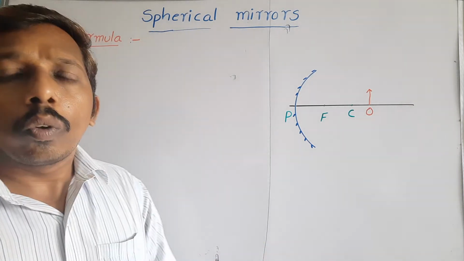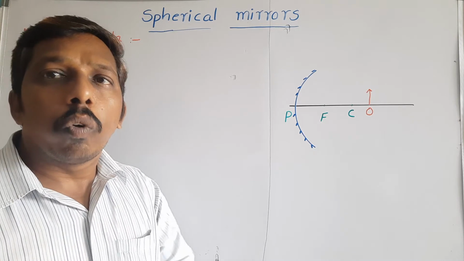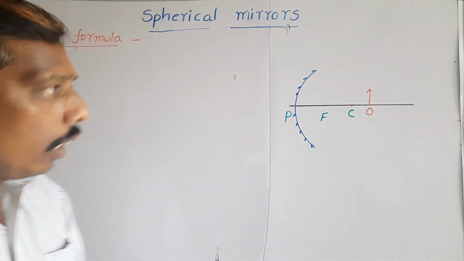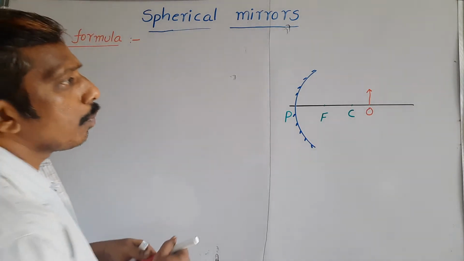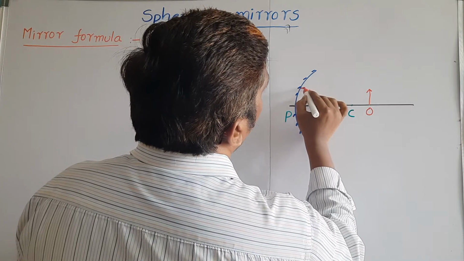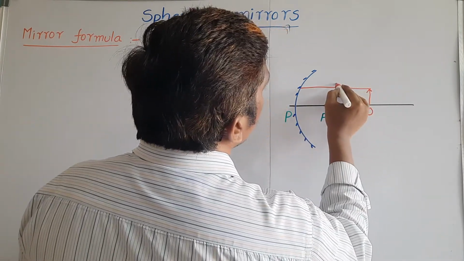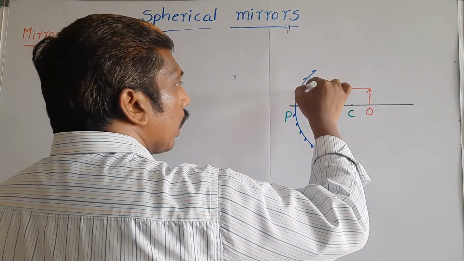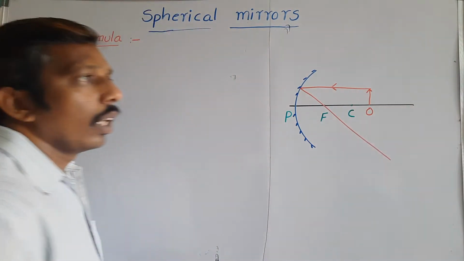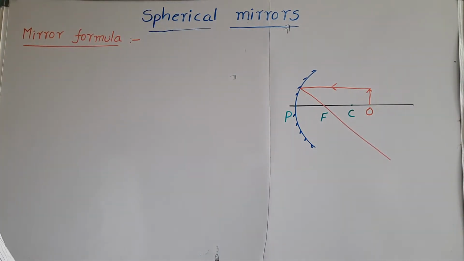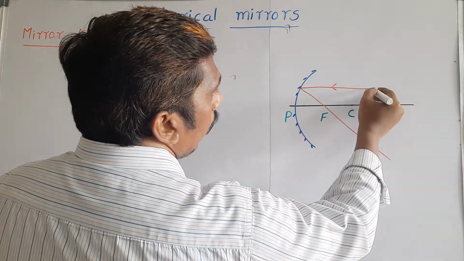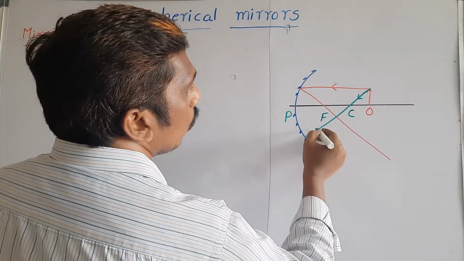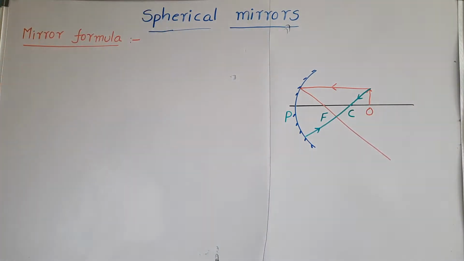So what are the 2 rays? Already we know the 4 ray rules. Out of the 4 ray rules, use any 2 rules to trace the image diagram. Here the object is placed here. From the object, I am taking one light ray parallel to the principal axis. A light ray coming parallel to the principal axis, after reflection, passes through the focus. This is one ray. Second ray rule: a light ray passing through the center of curvature, after reflection, retraces its original path. Here it is going like this.